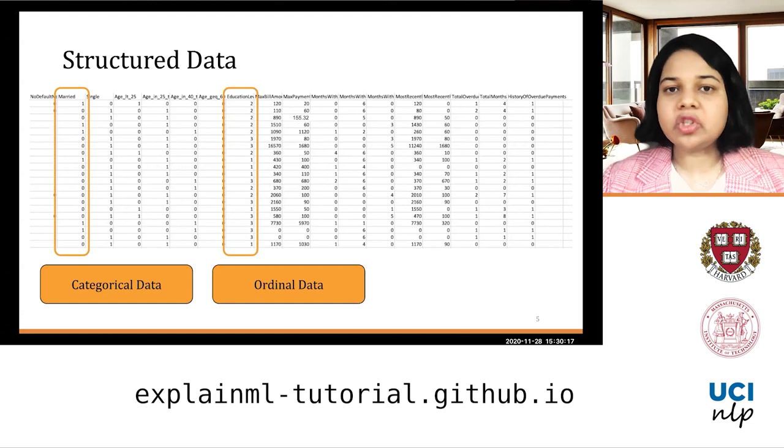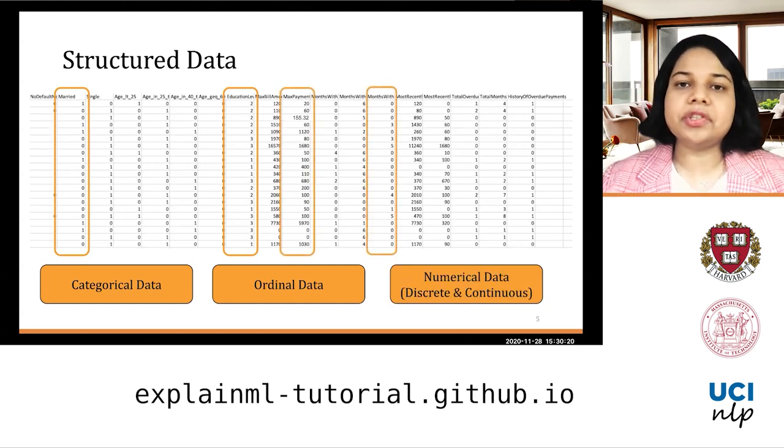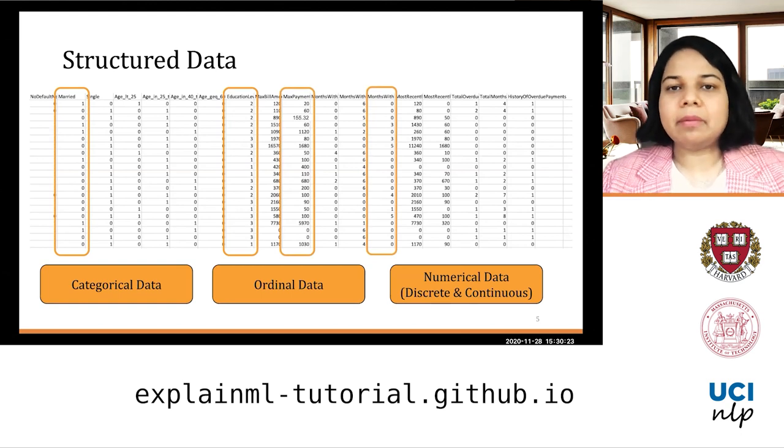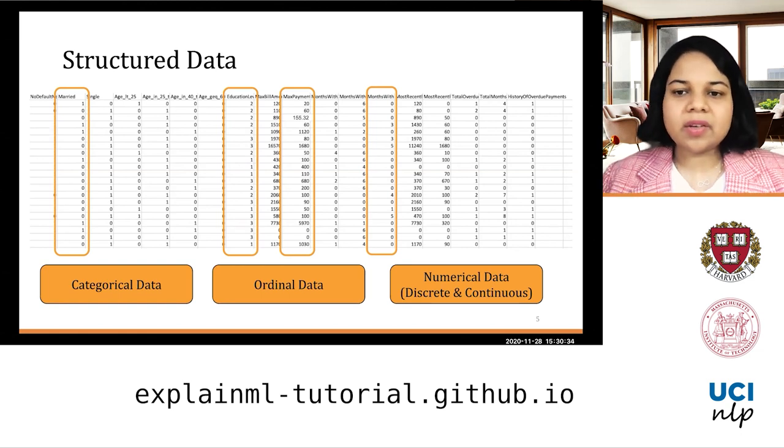The last kinds of variables which are pretty prevalent in structured data sets are, of course, numerical variables. And even within that, this can be categorized as either discrete variables or continuous variables. An example of discrete variables that you see here is months with debt, which takes on different values like 0, 3, 4, 1, 5, and so on. Right? So discrete variables are typically those variables which either take on finite values or countably infinite values, for example, like integers or whole numbers and so on. On the other hand, continuous variables are those which typically take on uncountable values, for example, like real valued fields, right? Here in this case, you see that max payment is an example of one such feature or one such field.